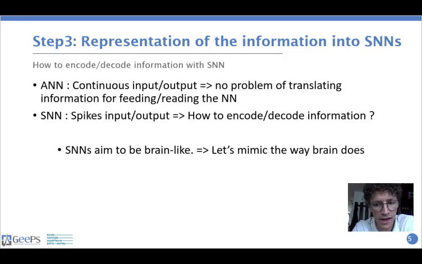A simple and naive answer would be also that SNN aim to be brain-like. They try to mimic the brain. So let's just mimic how the brain does and ask biologists how the information is processed in the brain, how the information is represented in the brain. That's a naive question I've tackled myself in this project.